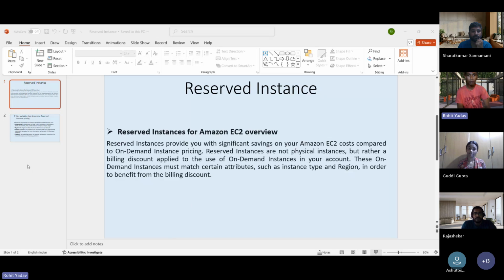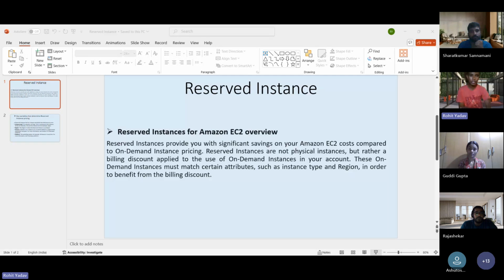There are basically four types of attributes which impact the price of a reserved instance. First is instance type. It determines what type of processor and storage we use in our system. For example, m4.large, which is basically used for large types of systems.